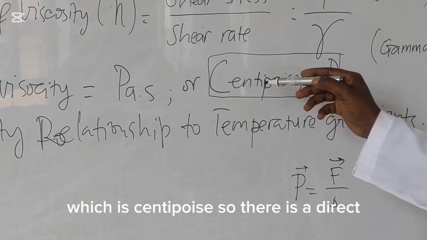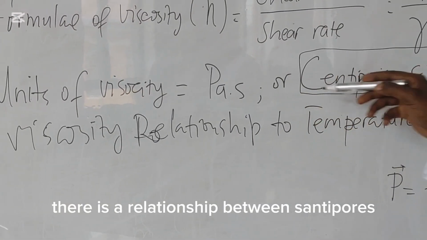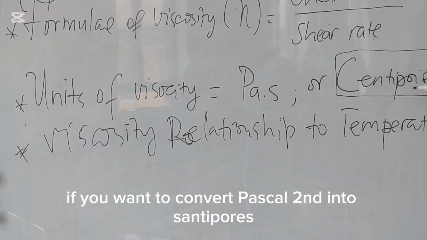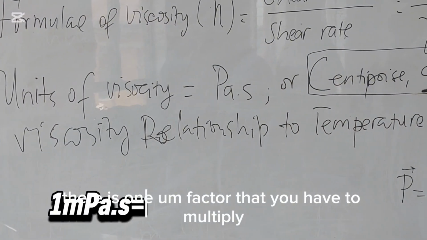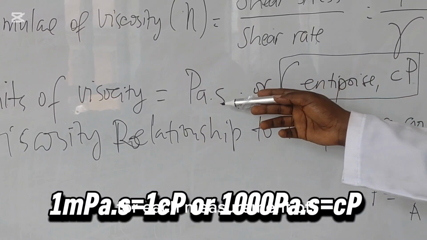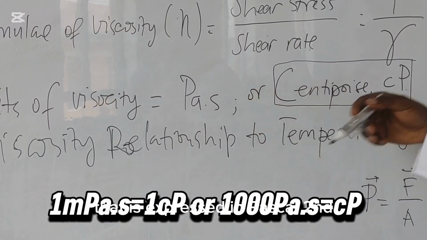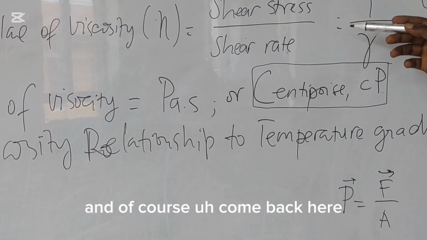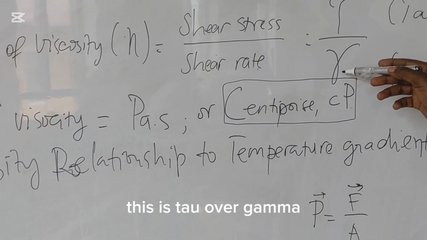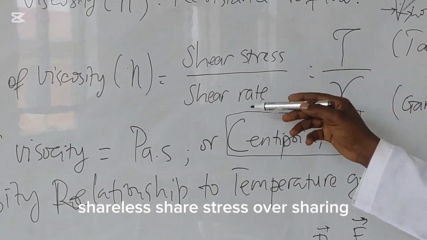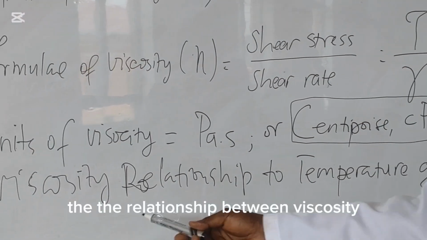So there is a relationship between centipoise and Pascal second. For example, if you want to convert Pascal second into centipoise, there is one factor that you have to multiply by for each measurement expressed in Pascal second to put it into centipoise. Then of course, coming back here, this is tau over gamma, an abbreviation of this formula, shear stress over shear rate.